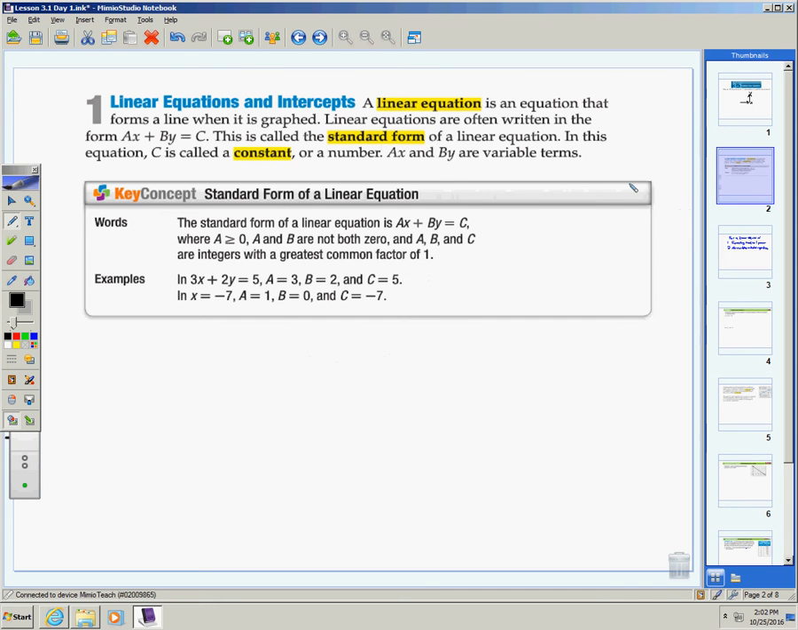Now, a linear equation is an equation that forms a line when it's graphed, okay? I want you to go ahead and underline that statement right there. A linear equation is an equation that forms a line when it is graphed.